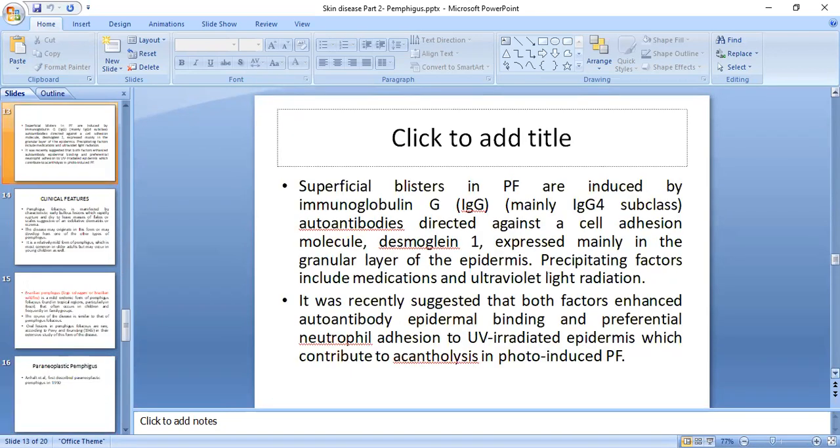Superficial blisters in PF are induced by immunoglobulin IgG, and also here desmoglein 1 is involved. Precipitating factors include medications and ultraviolet light radiation. It was recently suggested that both factors enhanced autoantibody epidermal binding and preferential neutrophil addition to UV radiated epidermis, which contribute to acantholysis in photoinduced PF.